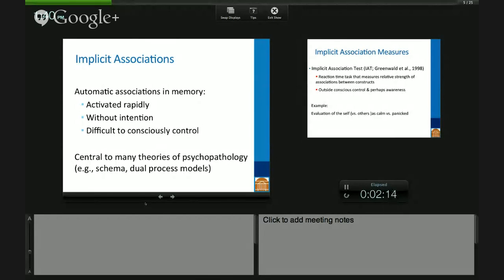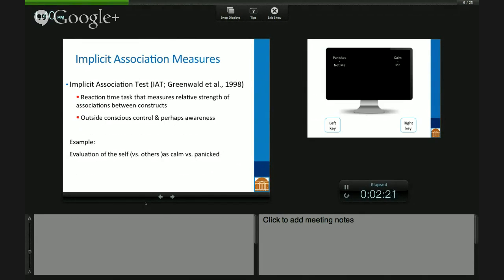And there's lots of different ways to measure it, but we know that if we want to get a better understanding of implicit associations, we can't just ask people what their thoughts are. It's not going to give us the full picture. So as many of you here probably know, there's lots of different metrics to try to get at this. I'm going to briefly show you how we've been using the implicit association test in the psychopathology field. For those who aren't familiar, it's a reaction time task that measures the relative strength of associations between constructs. What's interesting to us about it is that it captures these associations that are outside of conscious control and perhaps awareness. So I'll give you an example of some of the ways we've applied it.